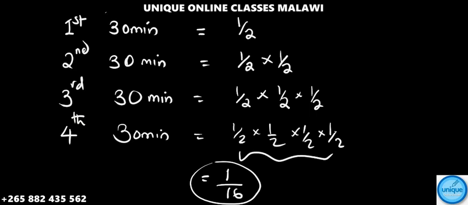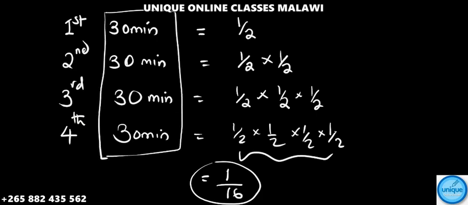Then after 120 minutes here, we're going to have 1/16. If you add these up, they give you 120. But that's what we do. So if you use this method, still you can have the same answer.